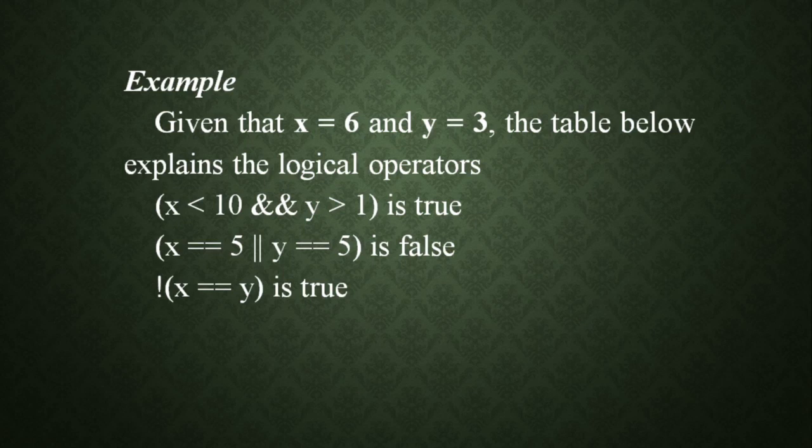Whereas coming to the OR, it returns true if any one condition is true, or else false. X equals to 5, y equals to 3. Here x is 6, 6 equals to 5 condition fails, then it checks for the next condition, 3 equal to 5. Both the conditions are false. Then it returns false. Not x equals to y, true. These are the logical operators.